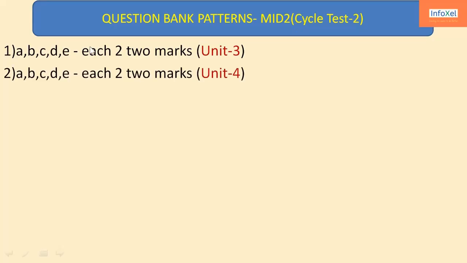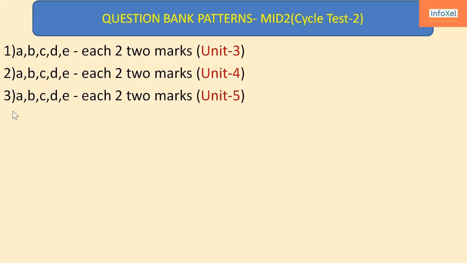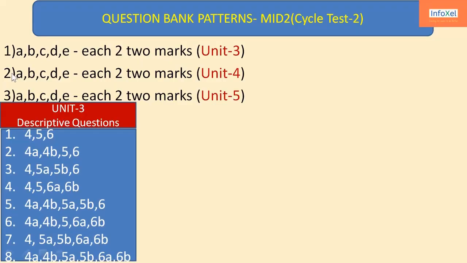For mid-2, it is unit 3, question number 1 with subdivisions A, B, C, D; unit 4, question number 2 with subdivisions A, B, C, D; and unit 5, question number 3 with subdivisions A, B, C, D. So 3 units are covered for mid-2: units 3, 4 and 5. For unit 3, questions 1, 2, 3 are covered, and questions 4, 5, 6 are with and without subdivisions A and B.